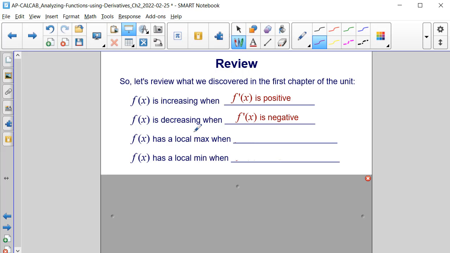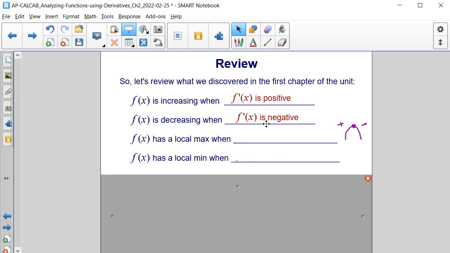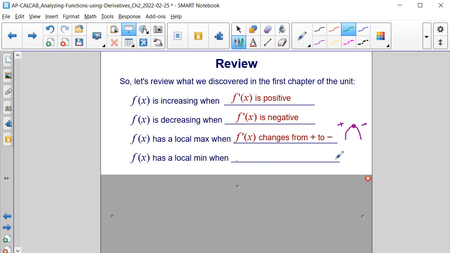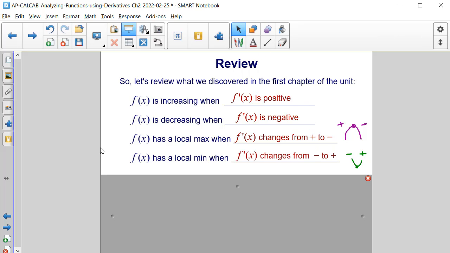And using this information, we can determine that we have a local max when we go from increasing to decreasing, or f prime of x goes from positive to negative. And similarly, f of x has a local minimum when f prime of x changes from negative to positive, because the negative means decreasing and the positive means increasing. So a local minimum is created there.